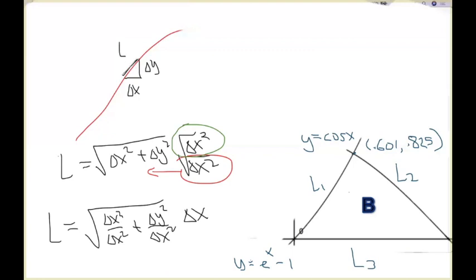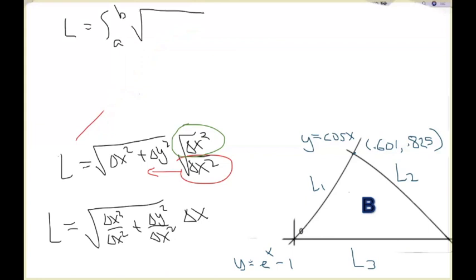The actual formula, again coming from the Pythagorean theorem, becomes: your curve length is the integral from a to b of the square root of 1 plus, and we're not going to write it as delta y over delta x, we're going to write it as dy/dx, and then we're going to square that quantity. Be careful, this is not the second derivative. The syntax of the second derivative and dy/dx squared do look very similar. Be advised that this is the derivative squared, not the second derivative. And that's your formula for curve length.